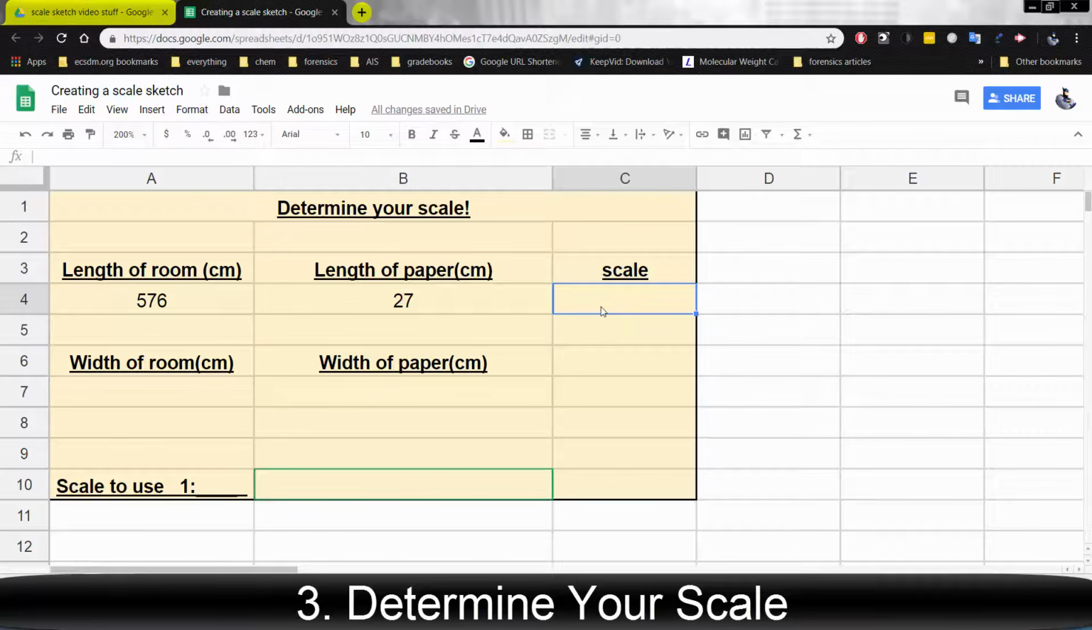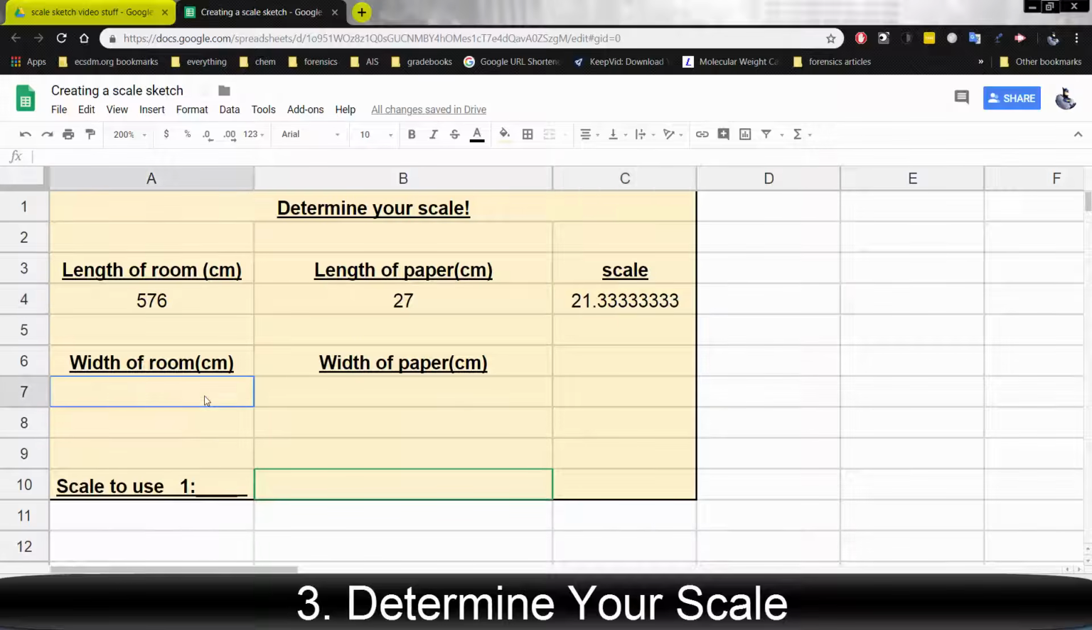First thing you do is press the equal sign. That's telling it that you're going to do some math. And you do the length of the room divided by the length of the paper, and then press enter. So now I got a scale of 21.33 repeating. So if I used 21.3 repeating as my scale, it would fit snugly to my paper.